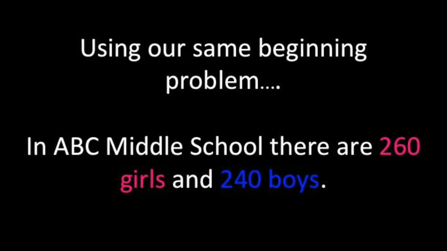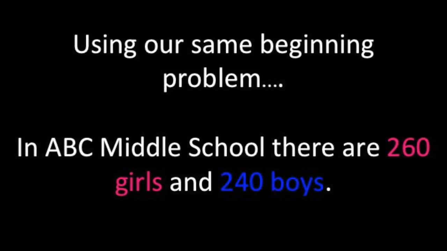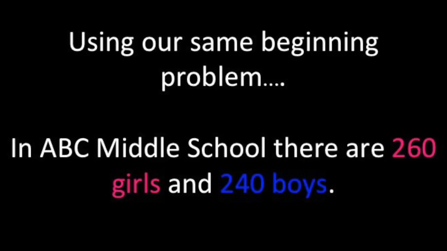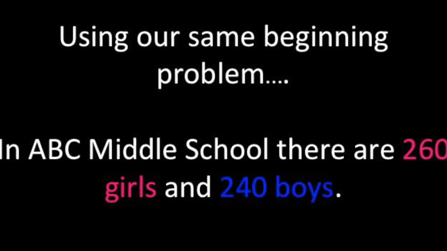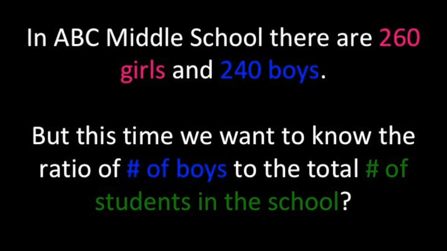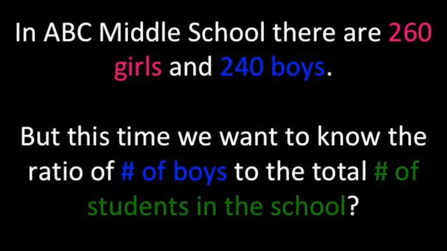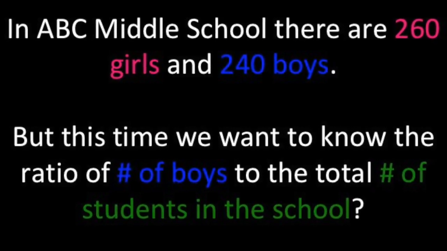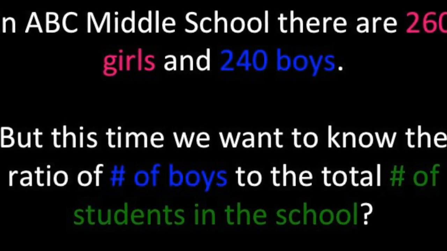We're going to be looking at our same beginning problem. So in ABC Middle School, there are 260 girls and 240 boys. So we're using the same information, but this time we want to know the ratio of the number of boys to the number of students in the school. So what do we do next? Do we have all of the information we need?